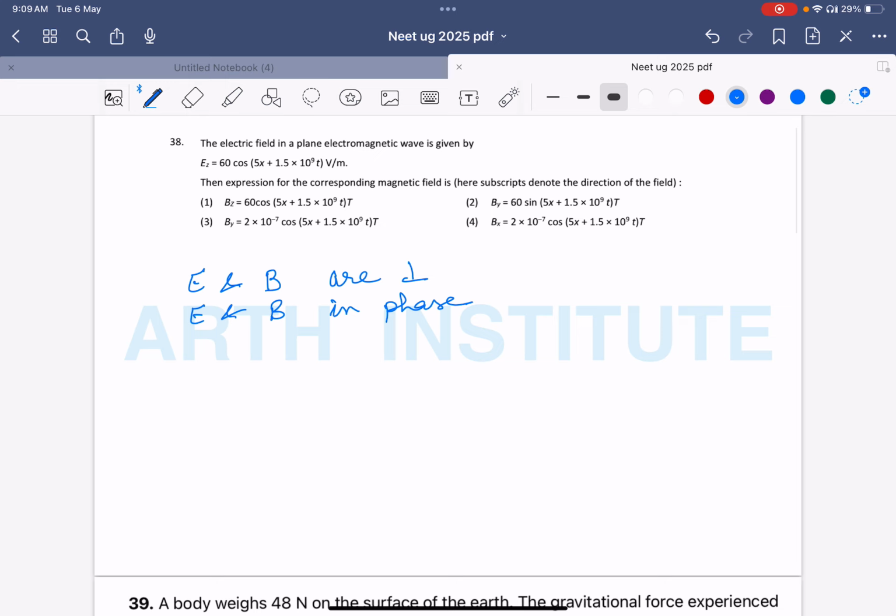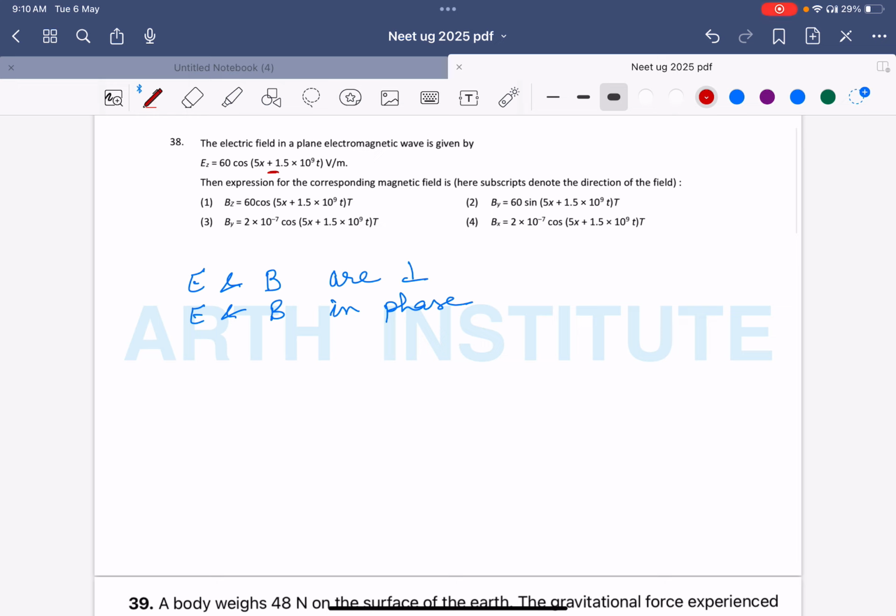So these are the only things, because in each case the wave is propagating in the same direction, in each of the four expressions. Otherwise, you also have to check that if there is a plus sign in E, then in B also there has to be a plus sign.